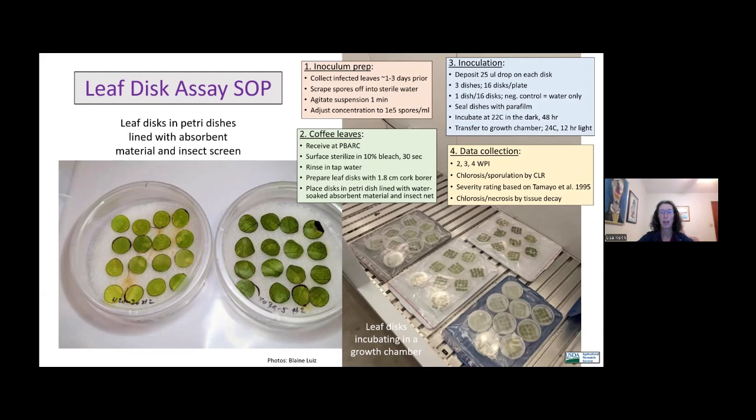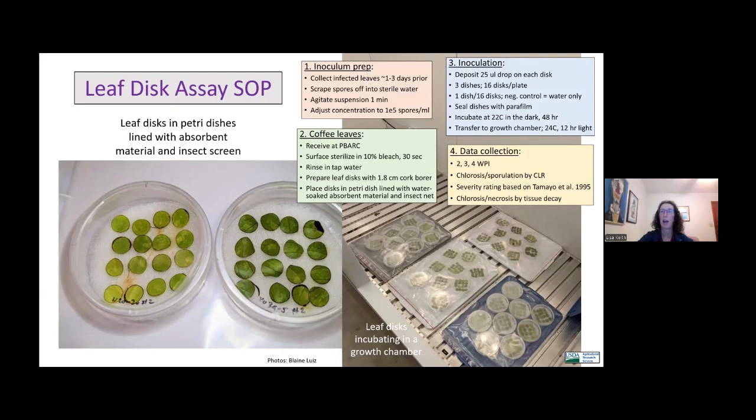We would also then collect leaves. And as part of our big collaboration, we would have leaves sent to us from Oahu to Hawaii Island. We'd go through the process of surface sterilizing them, preparing them as leaf discs using a cork borer. And this picture here shows the setup of this assay.